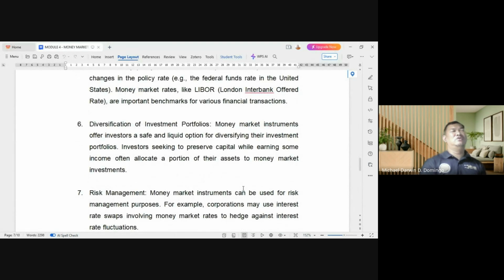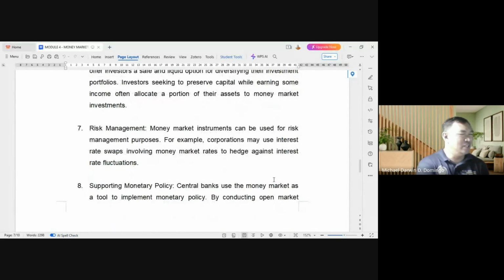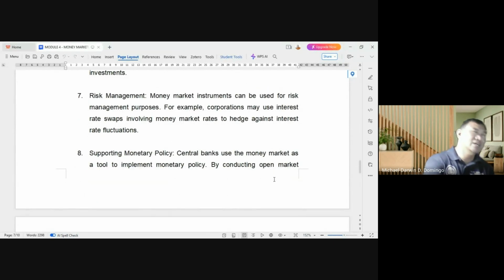Then they also offer diversification of investment portfolio. Yan. So I find it really good. And then risk management. They also manage risk, especially they help in assessing what kind of risk you are willing to take. Kung ito ba ay conservative, moderate, or hard.